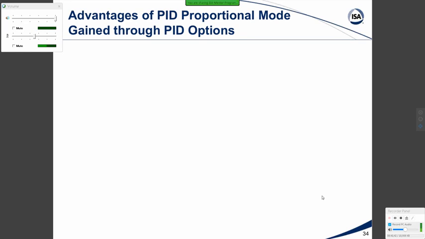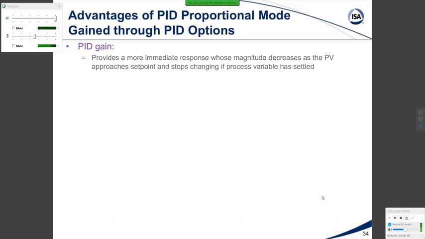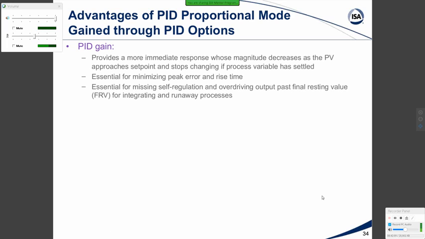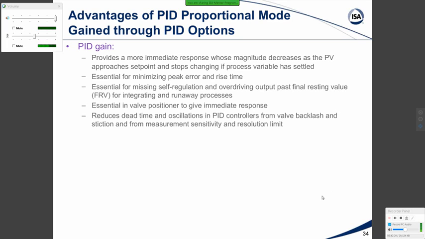Advantages of PID proportional mode gain through PID options. The PID gain provides a more immediate response whose magnitude decreases as the PV approaches set point and stops changing if the process variable has settled. So it has that sort of intelligence of what's happening right now, whereas with the integral mode, it just keeps ramping in one direction or the other. Essential for minimizing peak error and rise time, essential for near-integrating and self-regulating processes, and for overdriving the output past the final resting value for integrating and runaway processes. Essential in valve positioners to get immediate response.